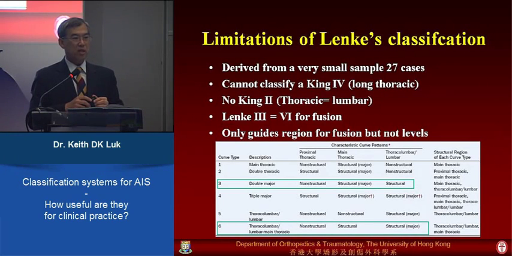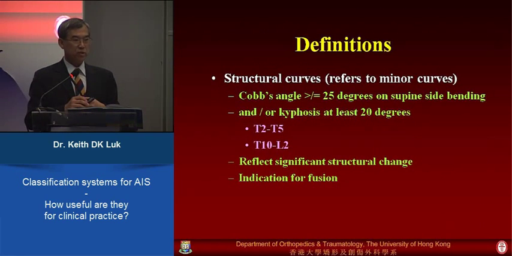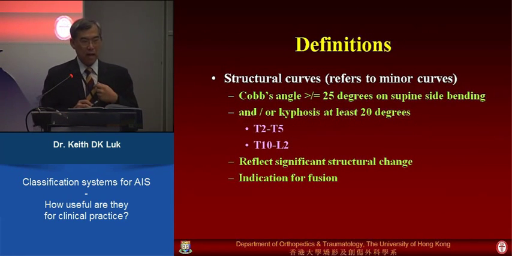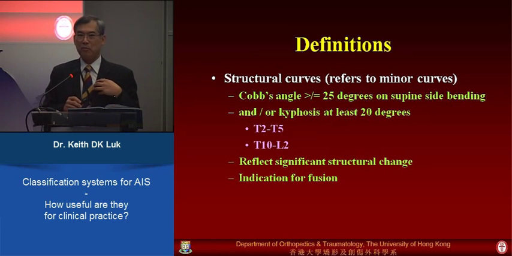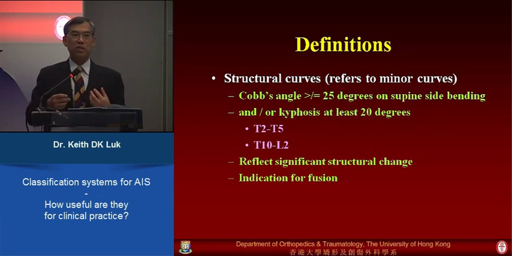And the treatment for Lenke 3 and Lenke 6 is the same. It doesn't matter whether it's a 3 or 6, you'll fuse both curves. So it doesn't really pinpoint specifically the difference in the management. So as I mentioned, it only guides the region to be fused, but it does not give you the specific levels to be fused.